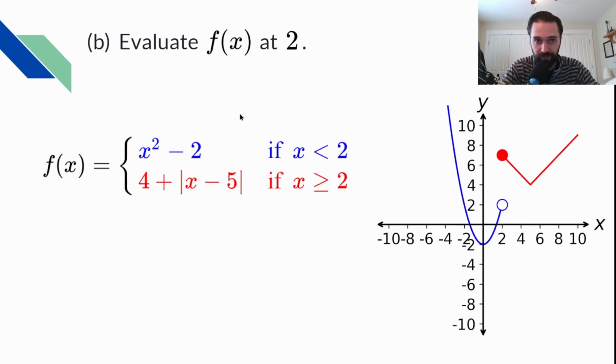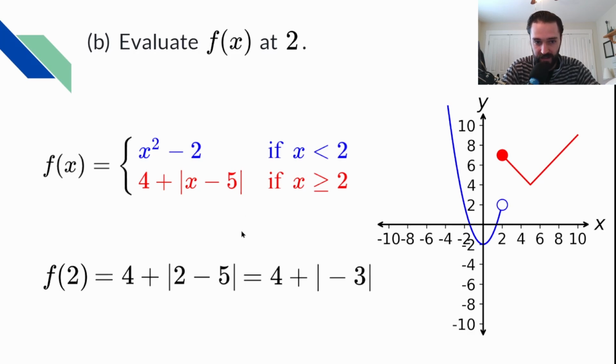Moving on to part B, we're asked to evaluate f at x equals 2. Take a look at these mini domains. x is strictly less than 2 here, so it's not included. And then here, x is greater than or equal to 2. So 2 is included in this mini domain. So we need to take a look at this red formula. We use the red formula to evaluate f. f of 2 equals 4 plus the absolute value of 2 minus 5.